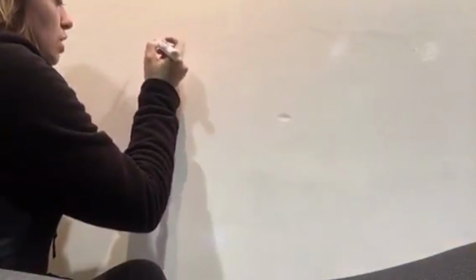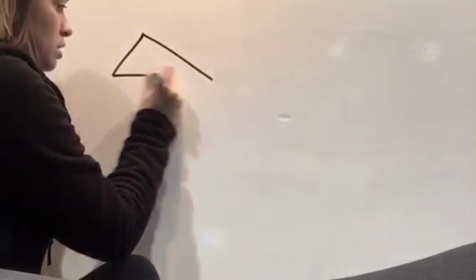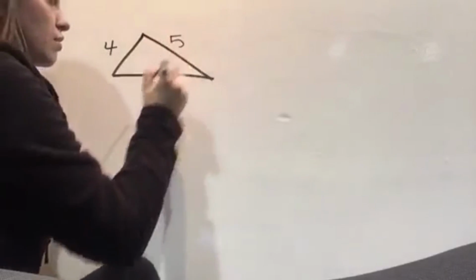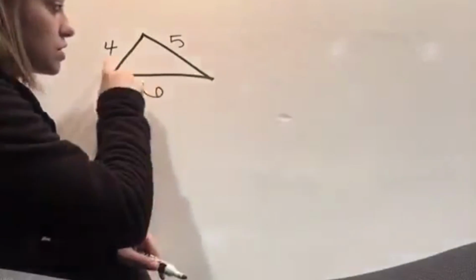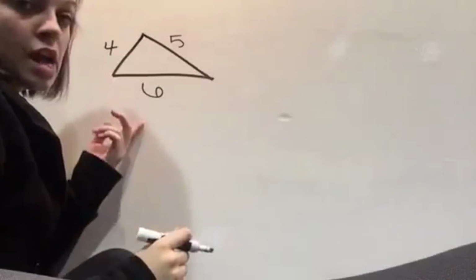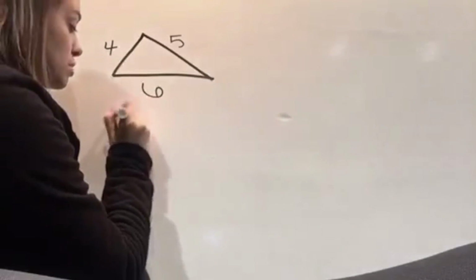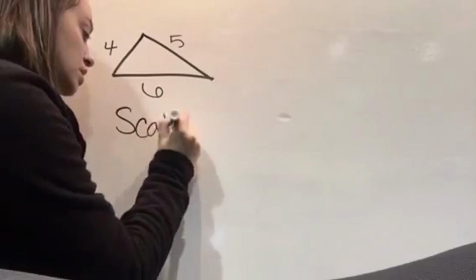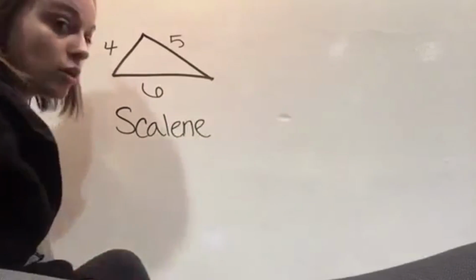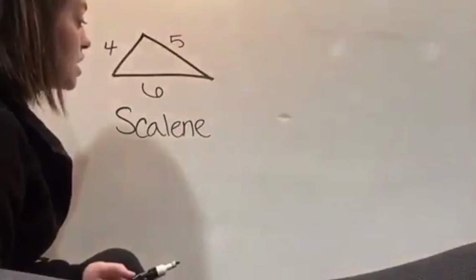The two ways you can define a triangle are by its sides and by its angles. So let's start with its sides. So let's say you're given a triangle with the sides 4, 5, and 6. You can see here that none of the sides of the triangle are the same. That means that the triangle is going to be a scalene triangle because none of its sides are the same.